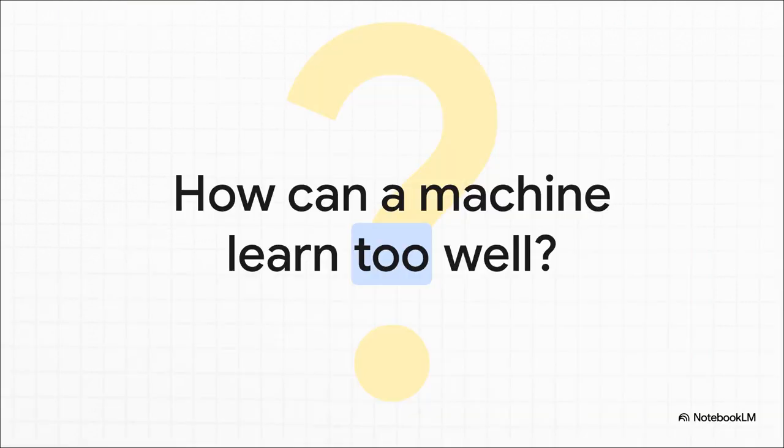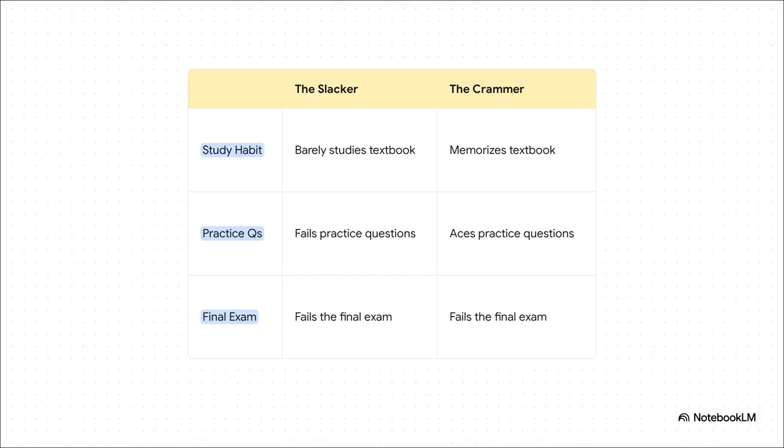And it all starts with this kind of weird, paradoxical question. How is it even possible for a machine to learn too well? I mean, that sounds like a good thing, right? But believe it or not, this idea is at the absolute heart of a huge hurdle that every data scientist has to overcome. So, to really get our heads around this, let's use an analogy we can all relate to.